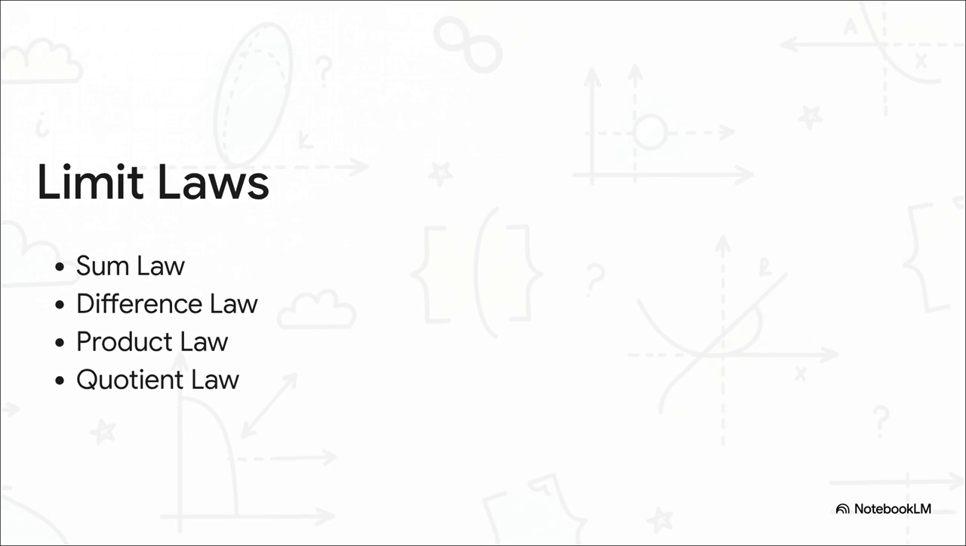We've got the sum law and difference law, which basically mean the limit of a sum is just the sum of the limits. Easy. The same exact logic goes for multiplication with the product law. And for division, the quotient law says the limit of a quotient is the quotient of the limits, with just one absolute, unbreakable rule. The limit of the denominator absolutely cannot be zero. But generally, if you have two functions, just take the limit of each one and combine them. It is literally that straightforward.